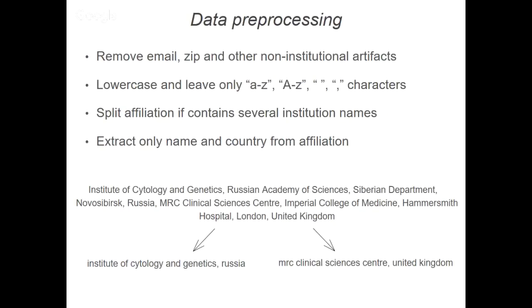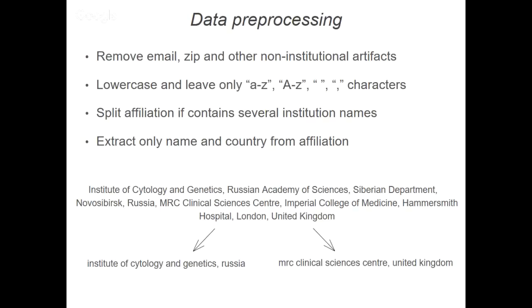So what do I do in data preprocessing right now? This is the working algorithm. First of all, I remove email, zip, and other non-institutional artifacts utilizing regular expressions. Then I lowercase and leave only characters, spaces, and commas in an institution name. Then I split the affiliation if it contains several institution names, also done by utilizing keywords and regular expressions. And I extract only the name and country from the affiliation.